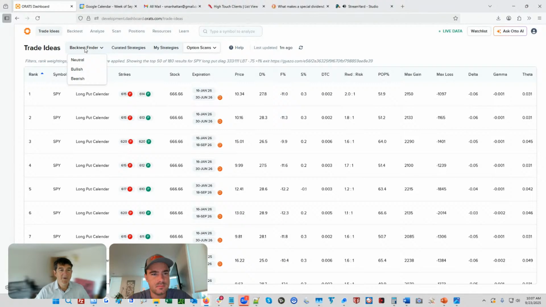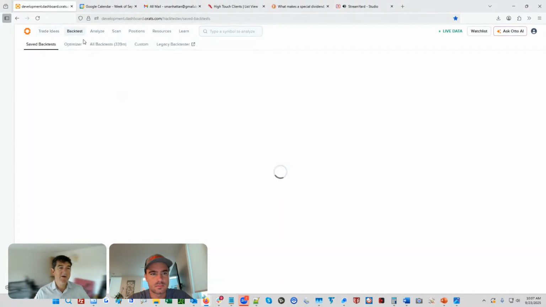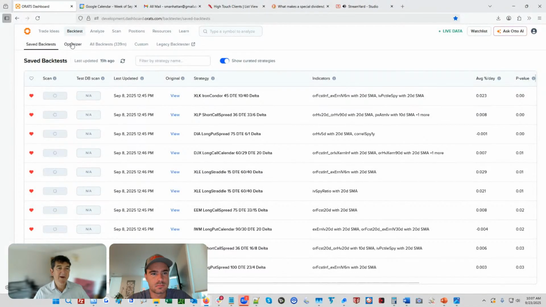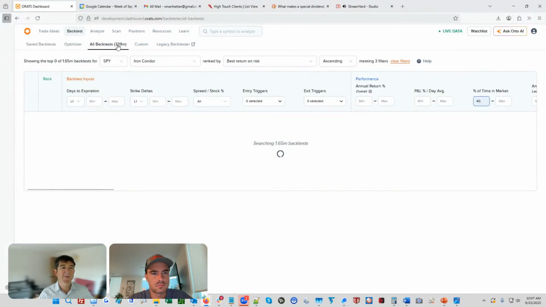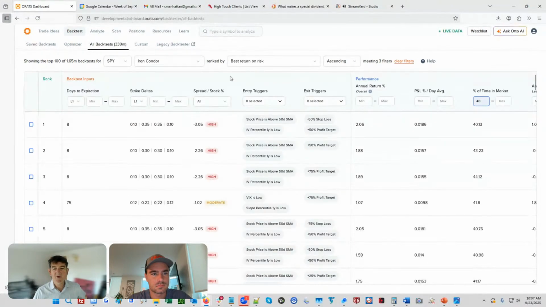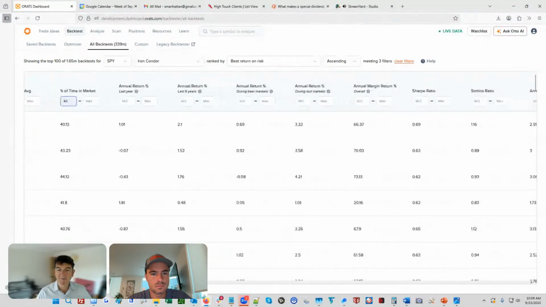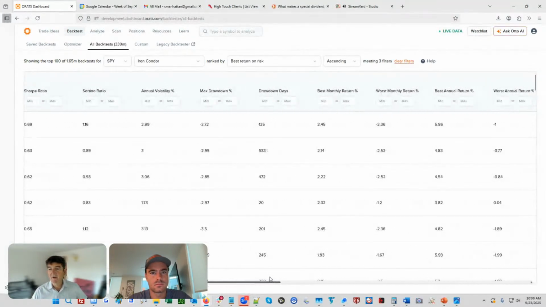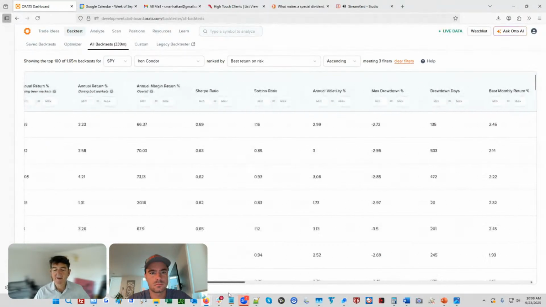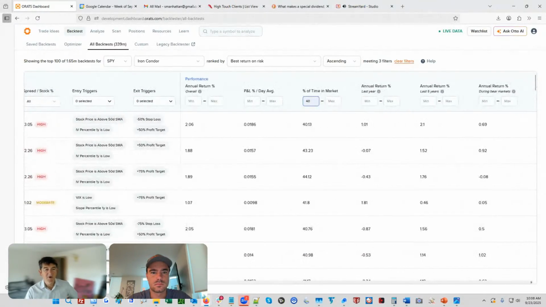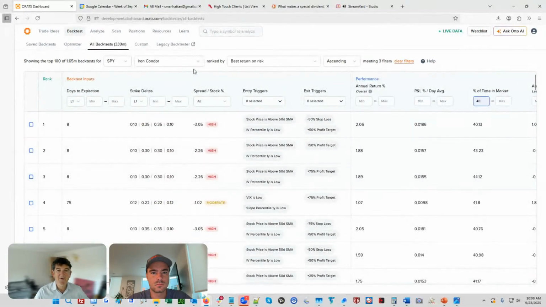Right. So there is a backtest finder under the backtest tab. So I could go into the backtest tab. I have some saved backtests, but here are all the backtests. We call it the backtest finder because you could sort through percent of time in the market, annual return, what it's ranked by. It's just an amazing table for you to find backtests that explicitly match all the factors that you would want for the strategy.